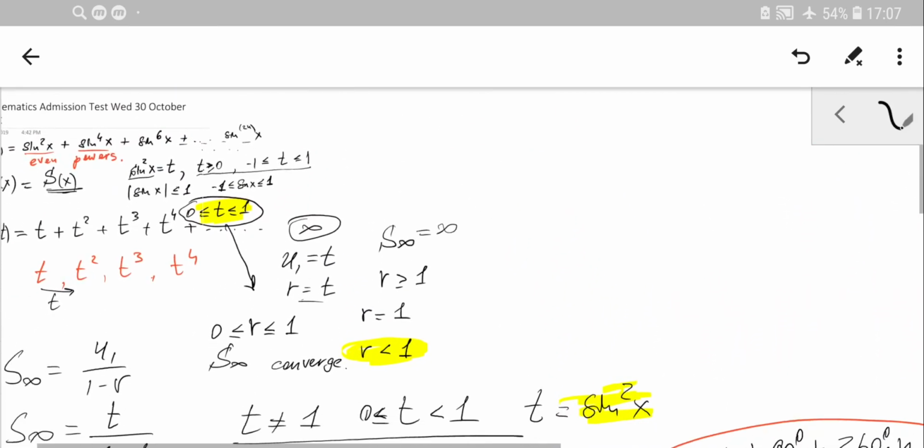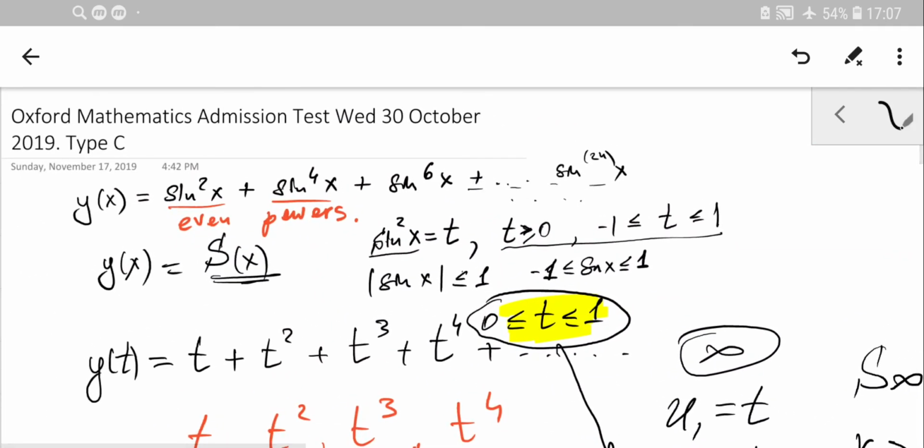Okay, so that was type C for the Oxford Mathematics admission test.